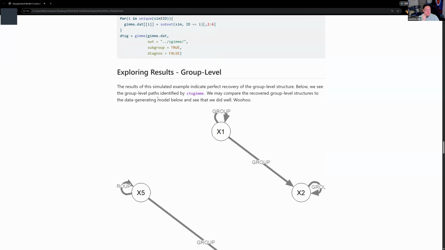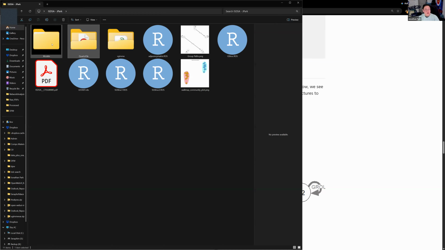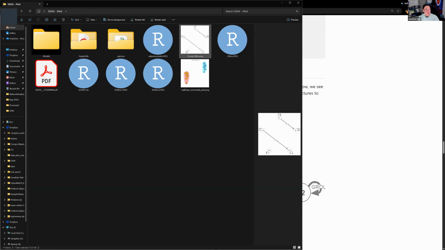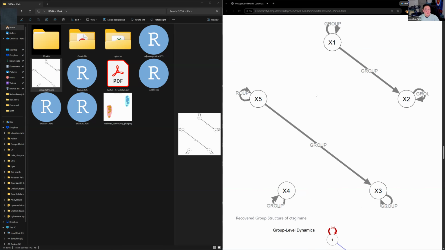But talking about continuous time GIMME, you get a series of outputs that you can find in the folder if you downloaded it. So if you come here and go into the group paths file, this group paths file is this particular image. We label paths as group if they're at the group level. So all of the autoregressive coefficients are group level paths.